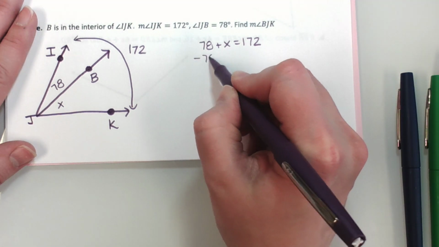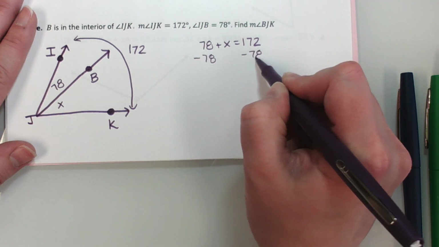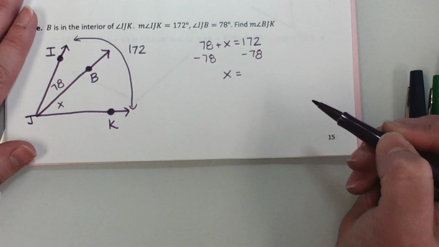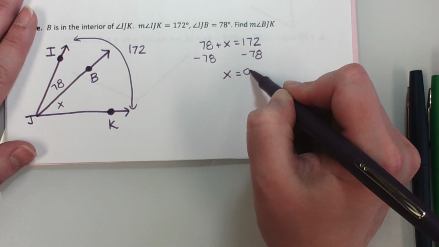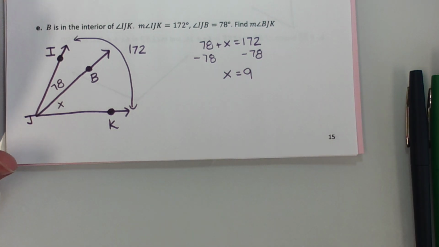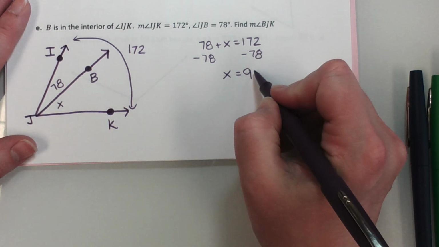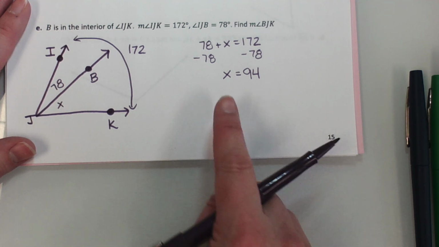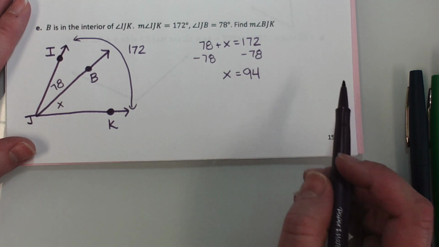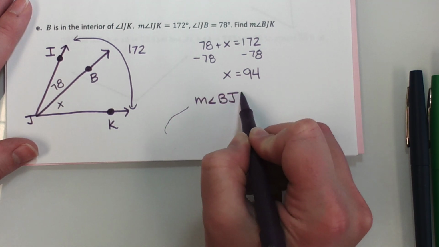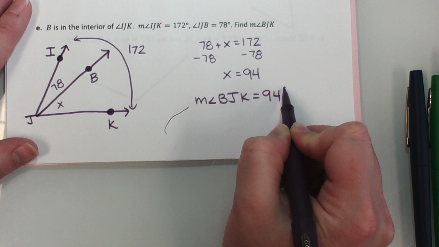But to solve that, wouldn't we do exactly what Stephen said we could do? Yeah. X would be equal to, my brain shut down, I think it's 94. The only thing you have to do when you do that, though, is change it back off of x. It was never called x. It was called BJK. And don't forget the little m in front of it, because I'm talking about its measurement.